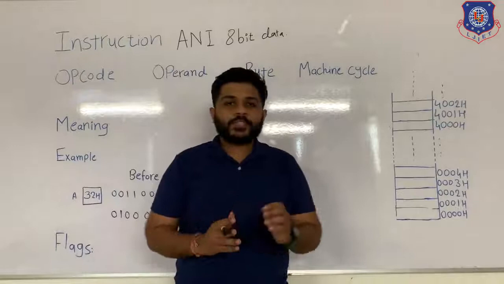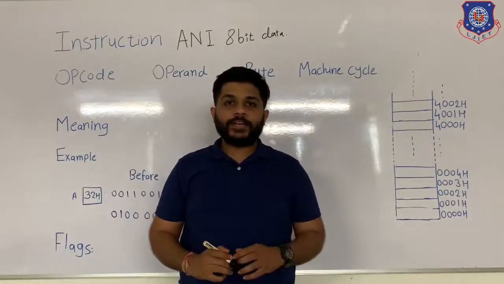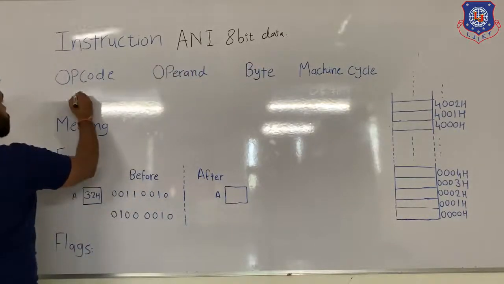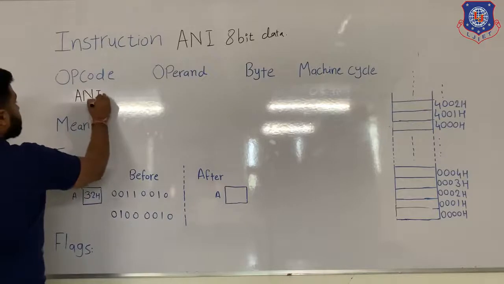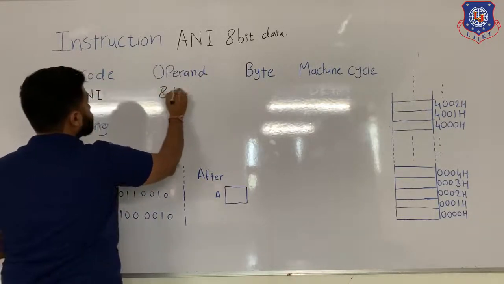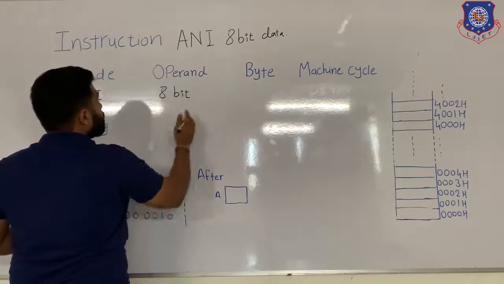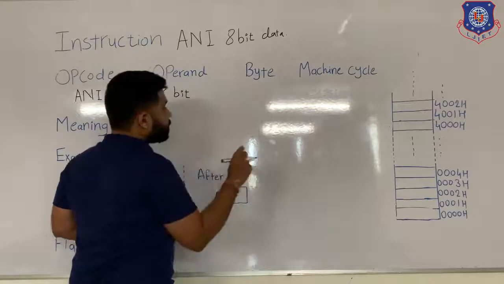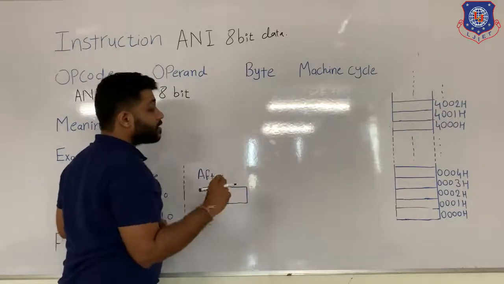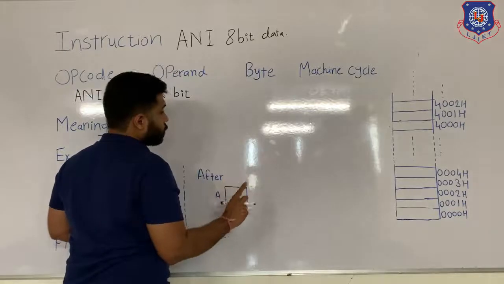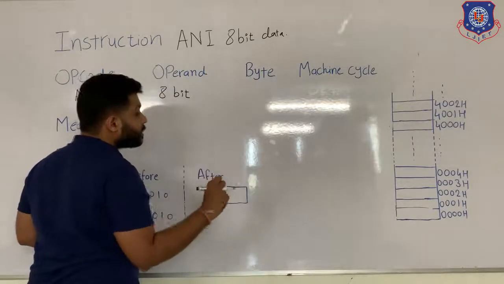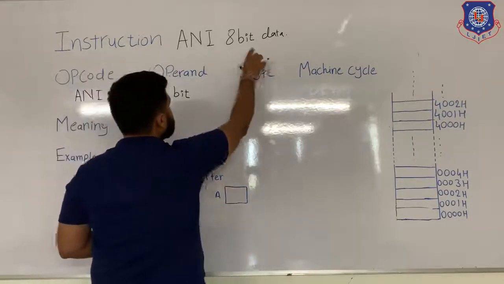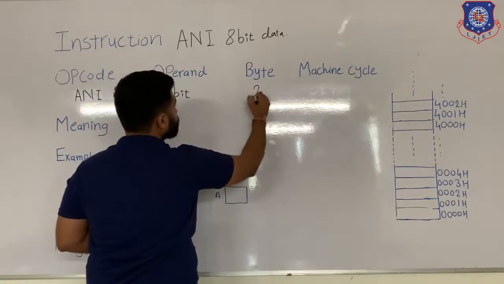Okay students, now we are going to see the instruction ANI 8-bit data. In this instruction, the first part is ANI, which is known as the opcode. The second part is 8-bit data, that is the operand. Now in this instruction, you can see that an 8-bit value is present. So when an 8-bit value is present in the instruction, it will be considered a 2-byte instruction. If you can see a 16-bit value, it means that the instruction is of 3 bytes. So right now 8-bit data can be seen, which means this instruction is of 2 bytes.